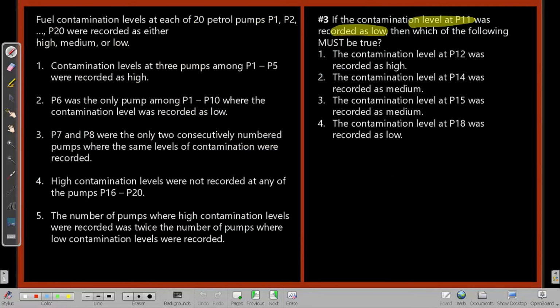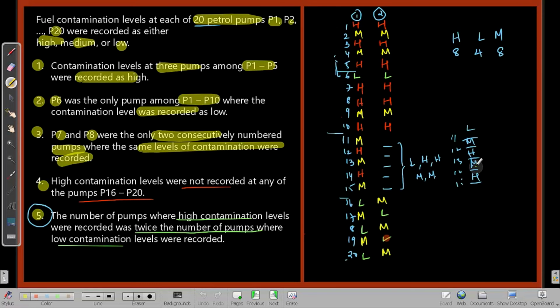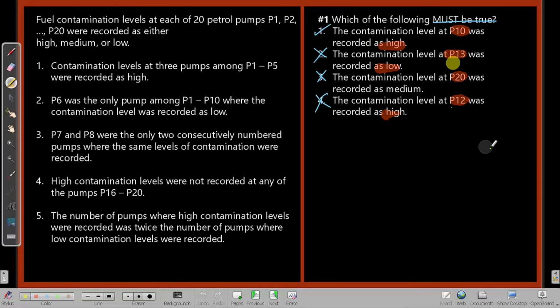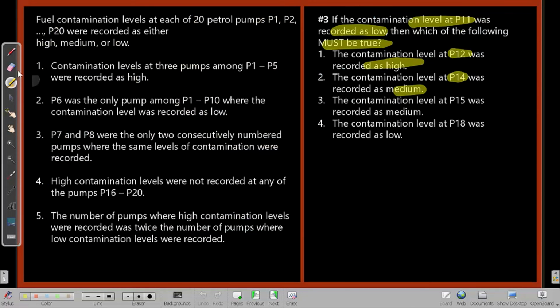The question is which of the following must be true. The contamination level of P12 is recorded as high. Is it true? P12 is recorded as medium. So that is not true. Let's move on to look at the next one. Contamination level of P14 is medium. Is that true? P14 is in fact medium, which is perfect. P14 is medium. We have the answer to that question as option number 2.